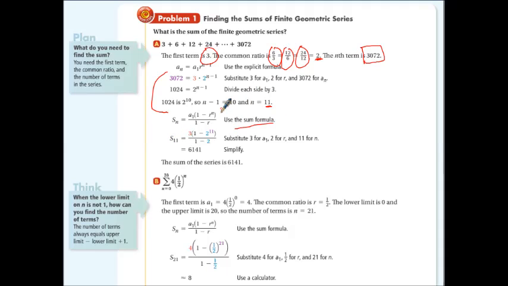We substitute everything in that we have. We have the common ratio, we have the nth term, we have how many terms. We use the nth term to find how many terms. We know the first term. We plug all that in, and the sum of that series is 6141.